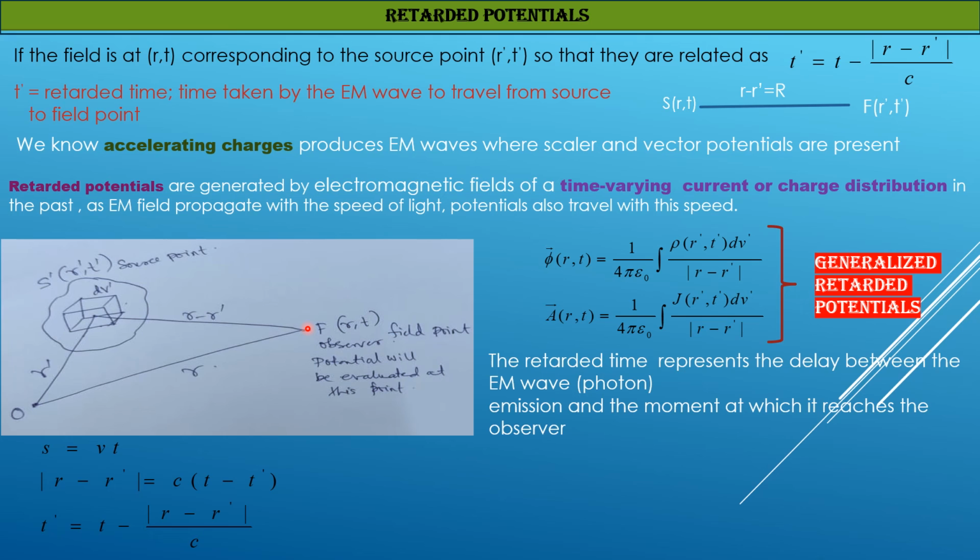These are called retarded potentials, which are produced by the time-varying current or charge distribution in the past. Just remember this, as I have told you already: the field actually starts propagating at an earlier time, and t is the later time at which we evaluate the potential for the observer. This is the whole concept of the retarded potential, the form for the non-static case.